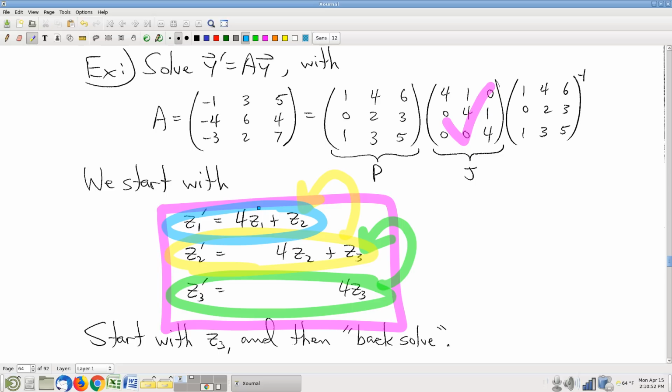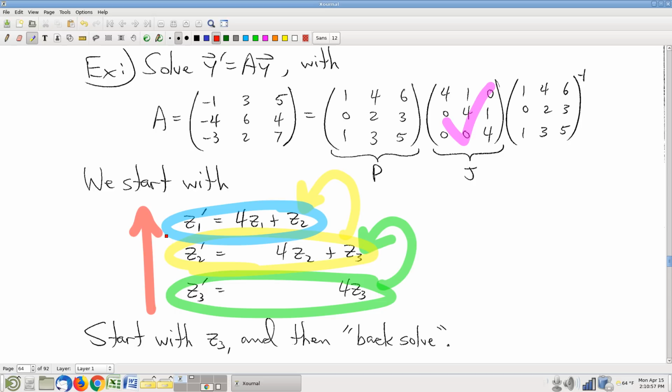All right, so this process is called back solving, because you're kind of working your way backwards through the system. And it's a little tedious, but it works. It will get you there. Everybody see the idea?